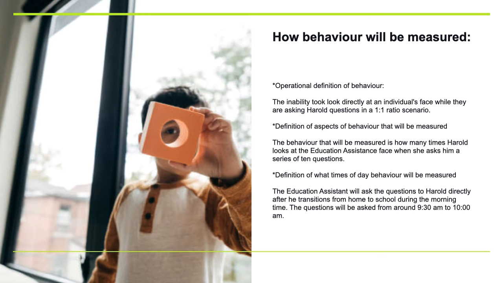Definition of what time of day behavior will be measured. Example: the education assistant will ask the questions to Harold directly after he transitions from home to school during the morning time. The questions will be asked from around 9:30 a.m. to 10 a.m.